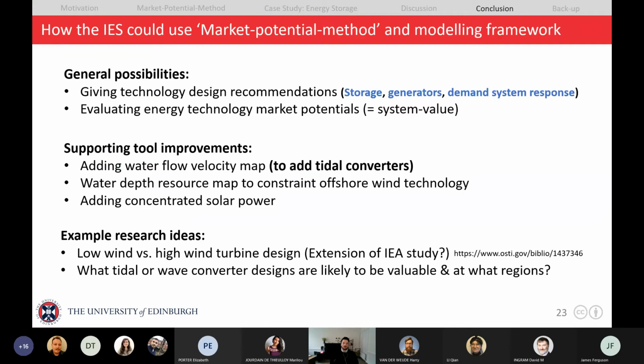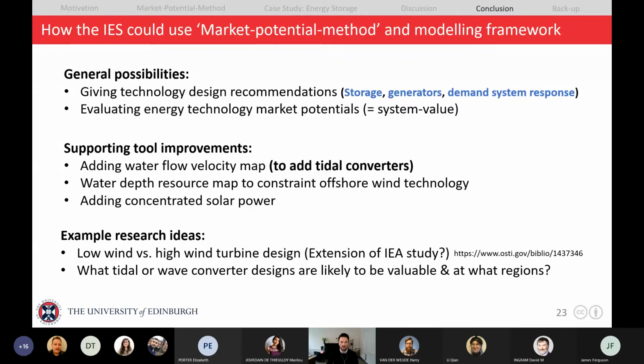Now, I also took some time to think about where this method or modeling framework could help IES. In general, there are possibilities to give technology design recommendations for whatever technology, could be a storage, a generator, or demand response. I thought especially of wave converters or similar technologies, which are often considered more expensive, but maybe the special power profile brings value at certain locations. Maybe it's not the case in the UK, but maybe in Africa, a special profile is helpful in the power system. That's something we can see with this.